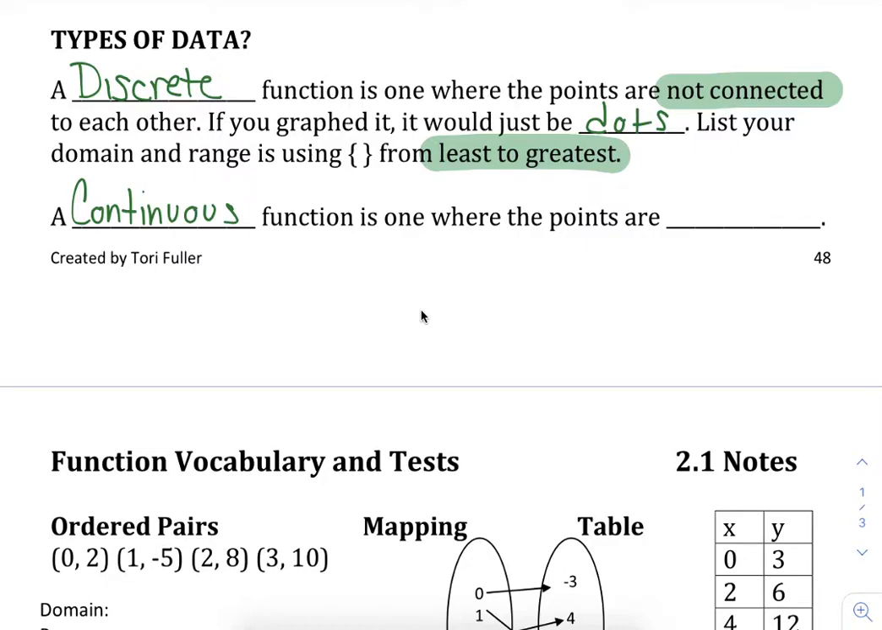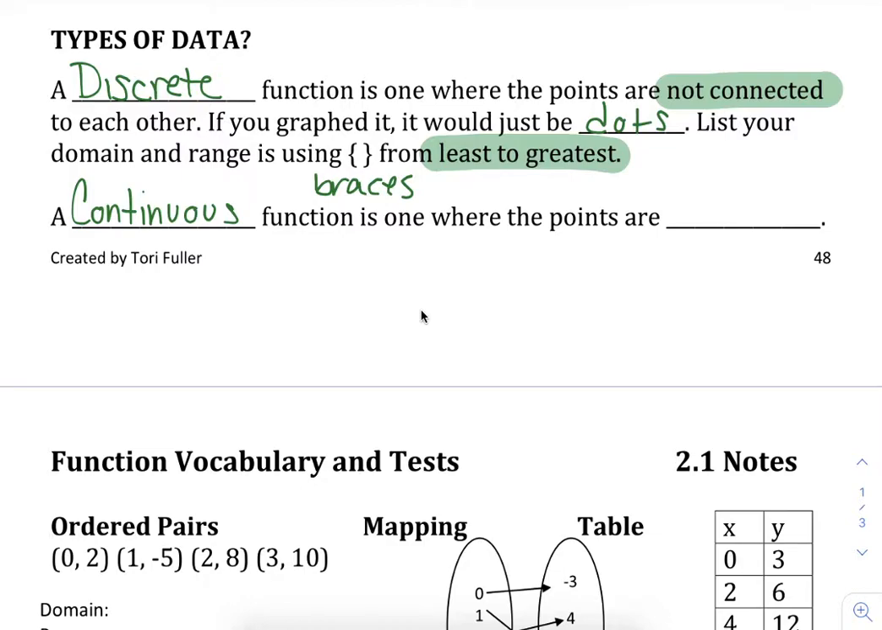Okay? When we list those for my domain and range, we're listing what the x's can be and we're listing what the y's can be. And we're going to use these little symbols. These are called braces. Okay, so we're going to put them in braces and we're going to list them least to greatest. You guys are going to see that in just a second on the examples.